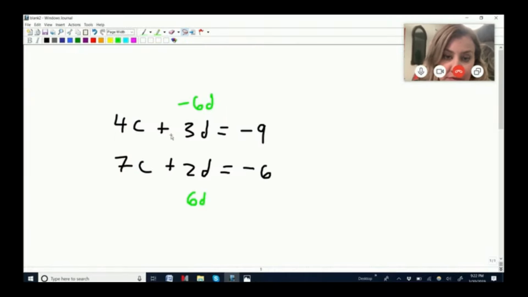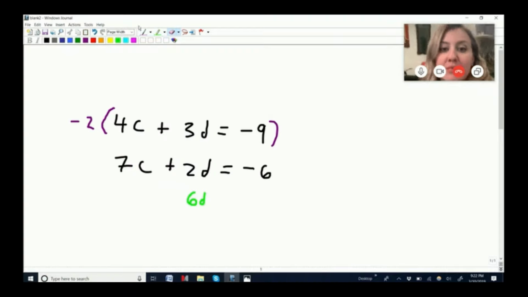So focusing on the top equation. If I'm going to multiply this 3d times negative 2, I have to multiply the entire top equation by a negative 2. Does that make sense to you? All right, so we're going to get rid of this because we already know what our goal is.